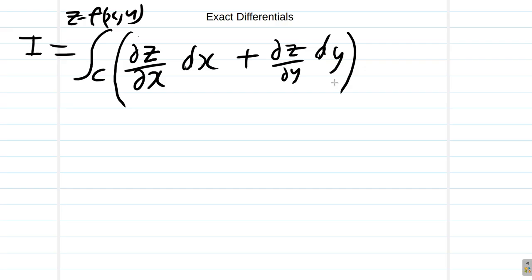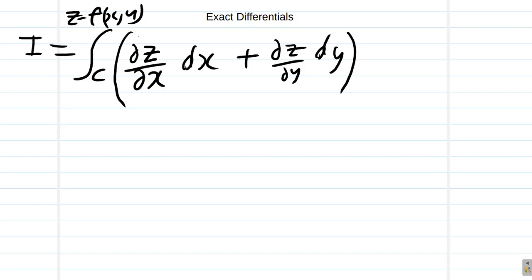Now, this delta z by delta x is the integral in the direction of x. The component of the integral in the x direction, and this of course is a component of the integral in the y direction. Alright?